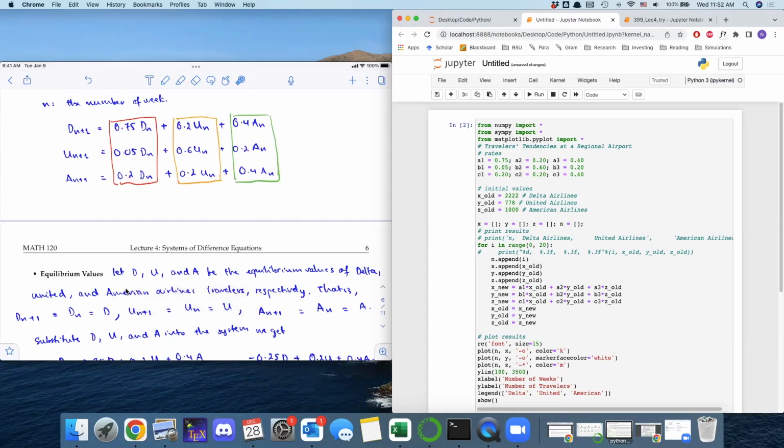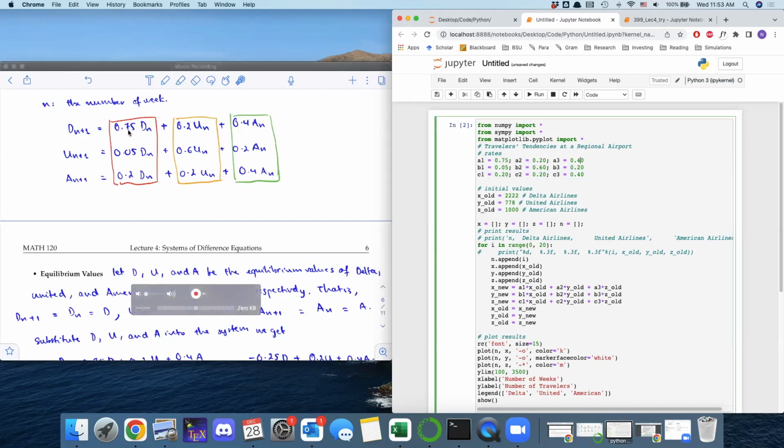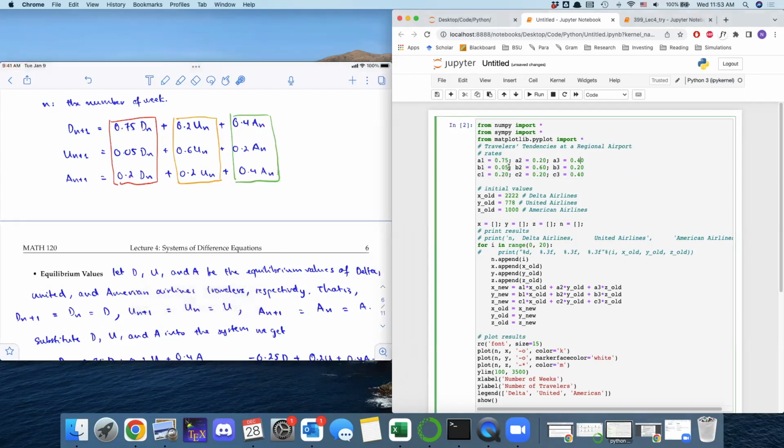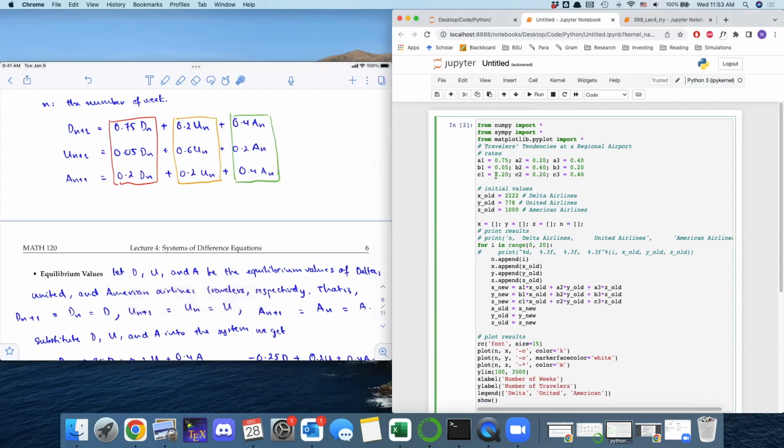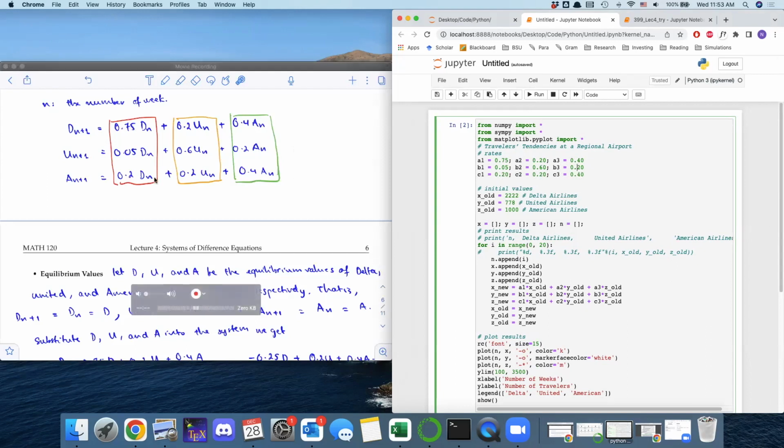So we say that you have different coefficients, right? The coefficients in the first equation are 0.75, 0.2, 0.4. In the second equation, the coefficients are 0.05, 0.6, 0.2. And in the third equation, the coefficients are 0.2, 0.2, and 0.4. So I input the information of the coefficients in here, corresponding to the coefficients in each equation.